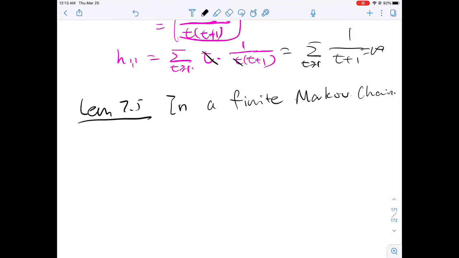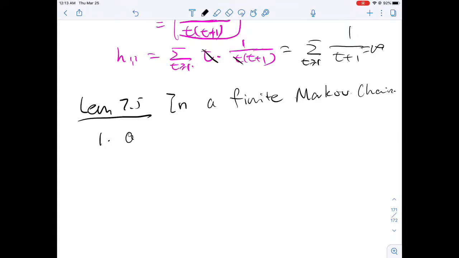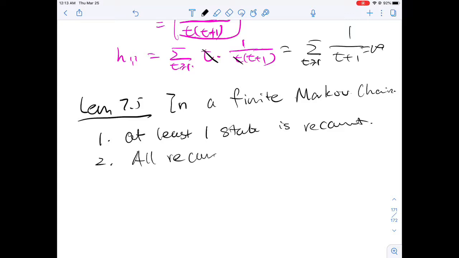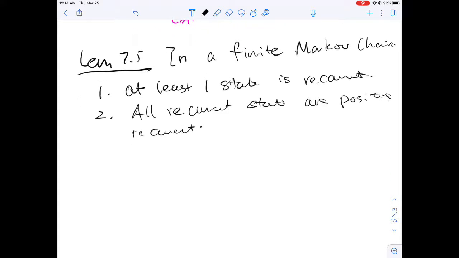It's in a finite Markov chain. The first one is at least one state is recurrent. And the second one is that all recurrent states are positive recurrent. Right. So this is left as an exercise. If you are interested in that, then you should work on this lemma on your own.